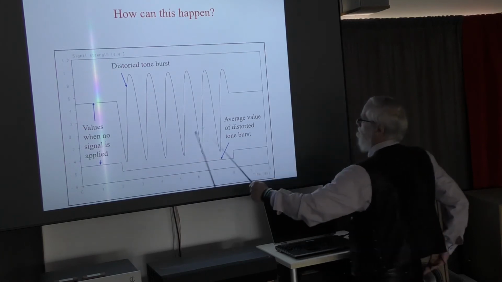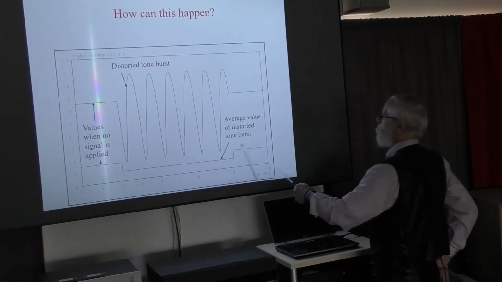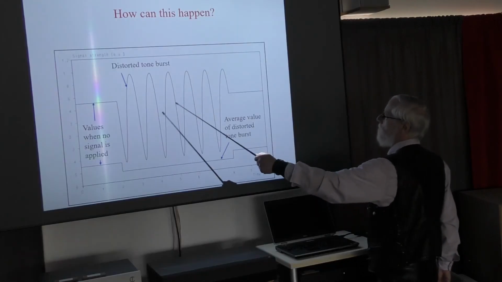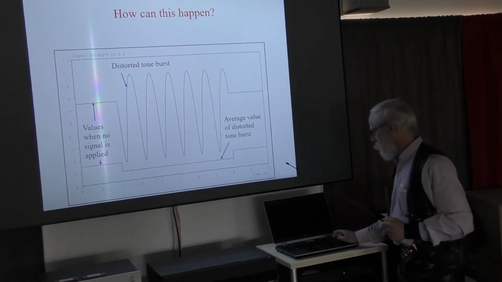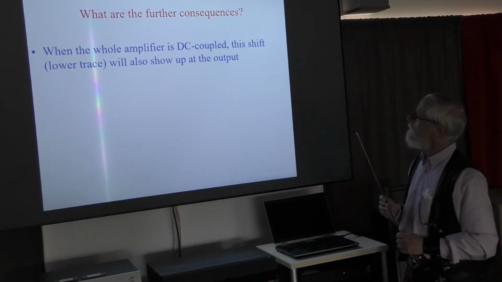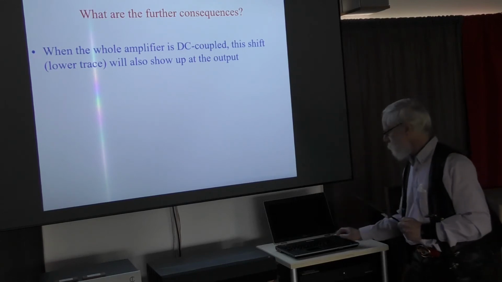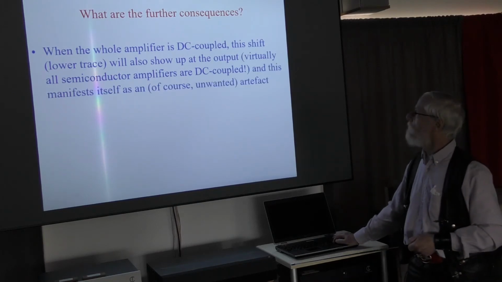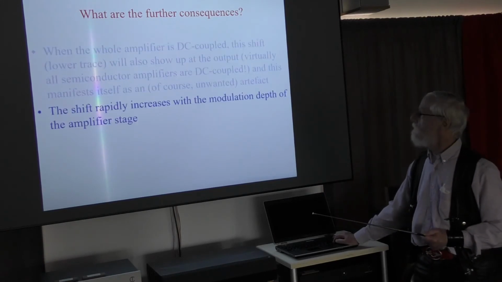If I look at the average value of the distorted tone burst, I see this step change, which means that when this tone burst is coming through, I also get its envelope for free. And when the whole amplifier is DC coupled, this lower trace signal will also show up at the output. And virtually all semiconductor amplifiers nowadays are DC coupled. And it manifests itself as an, of course, unwanted artifact.